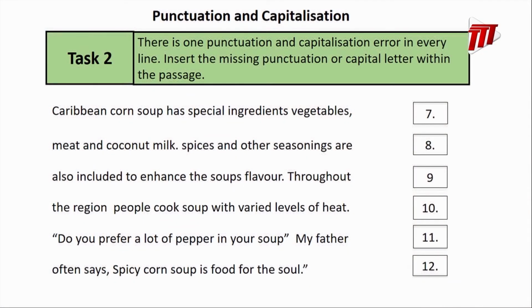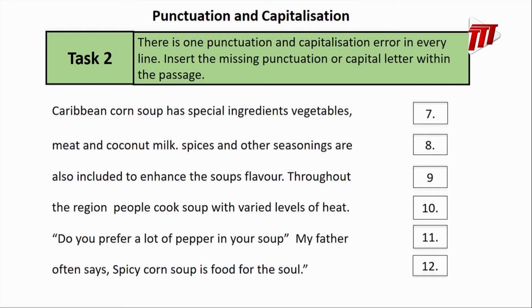So let's go to our passage. Caribbean corn soup has special ingredients: vegetables, meat, and coconut milk. Spices and other seasonings are also included to enhance the soup's flavor. Throughout the region, people cook soup with varied levels of heat. Do you prefer a lot of pepper in your soup? My father often says, spicy corn soup is food for the soul.